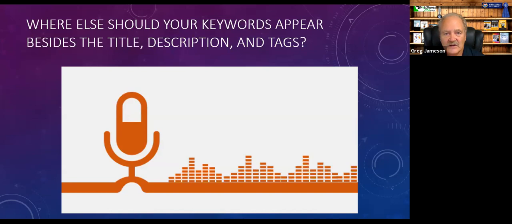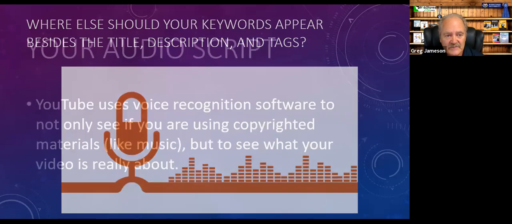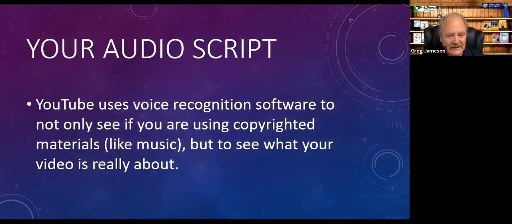Okay, as it turns out, the other place where you want to do this is in the narrative of the video itself. And the reason is that YouTube uses voice recognition software to not only see if you're using copyrighted materials like music, but to actually see what your video is about. They will put closed captioning in there with their voice recognition software. And because of that, they know if your video is actually about a black 10-speed beach cruiser. So you want it in your audio script as well as in the written content that you are going to put out there about the video.